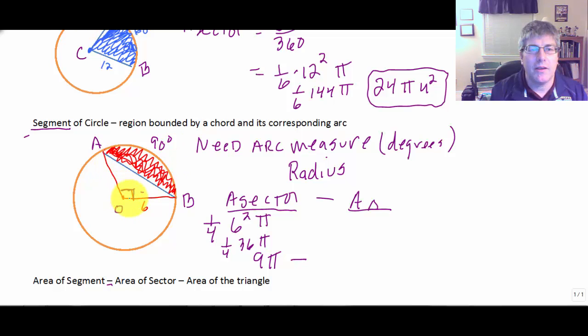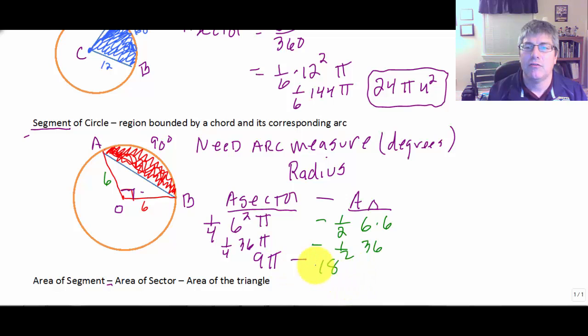Minus the area of the triangle. Well, fortunately, this is a right triangle. The easiest triangle to get the area of is a right triangle, because my radii here are both 6. They're congruent. Those are the legs of my triangle. So minus 1/2 base times height, or minus 1/2 of 36, which is 18. So 9 pi minus 18 units squared.